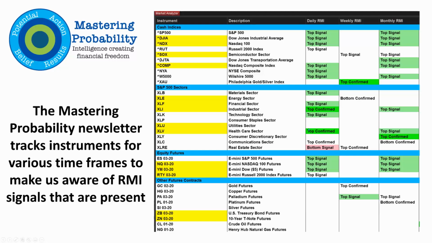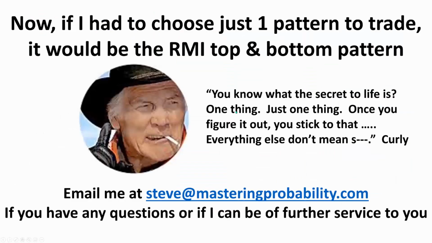Now, my newsletter service, the Mastering Probability newsletter, is tracking instruments for various time frames to make us aware of the Rhodes Momentum Indicator signals that are present. Here is a recent snapshot. If we take a look at what's going on amongst most of the cash indices on a daily basis and a monthly basis, the sectors inside the S&P 500, and some of the equity futures contracts, you're going to see topping signals all over the place. They still exist today, and some new ones formed today, even with price moving higher.